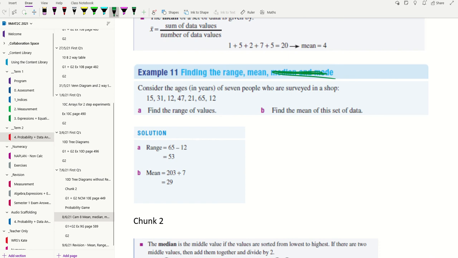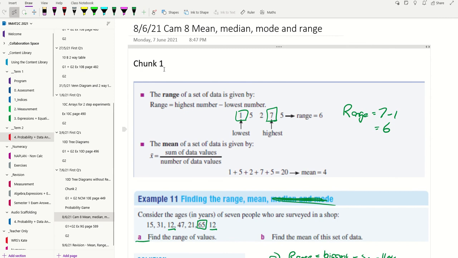If we've got a list of numbers here, we're finding the range of values. So finding the range, I'm looking for my biggest, which is 65. My smallest, as I can see, I've actually got 2 12s. That doesn't matter, I'm going to use 1. So the range is equal to the biggest minus the smallest, and that is going to be equal to 65 minus 12, which equals 53 if you put that in your calculator.